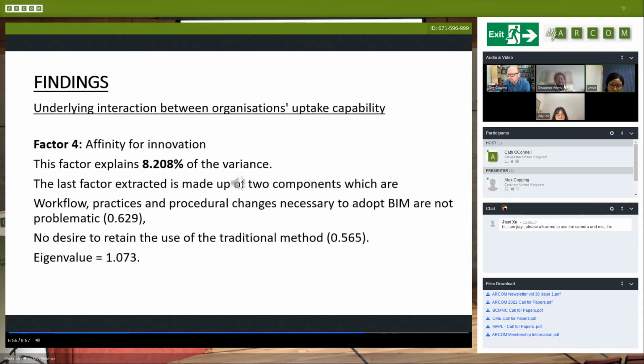The fourth factor was named affinity for innovation, and it explains just 8.208% of the variance. The last factor extracted is made up of 2 components, and the highest contributing one is that workflow practices and procedural changes necessary to adopt BIM are not problematic. This also speaks about the disposition of the organization, and of course talks about the readiness of the organization to embrace new procedures.